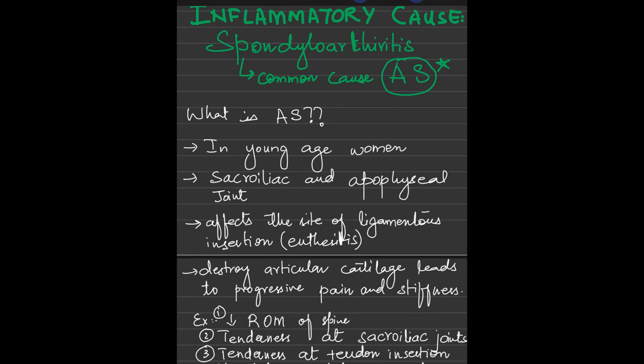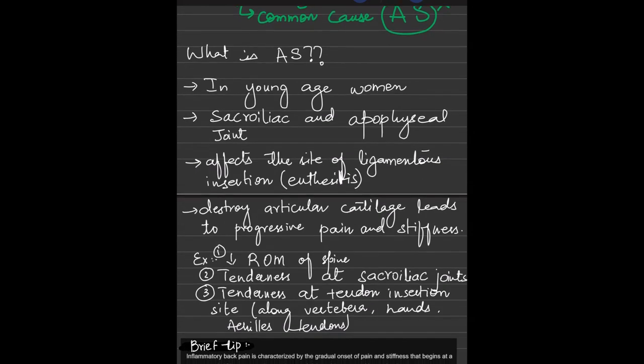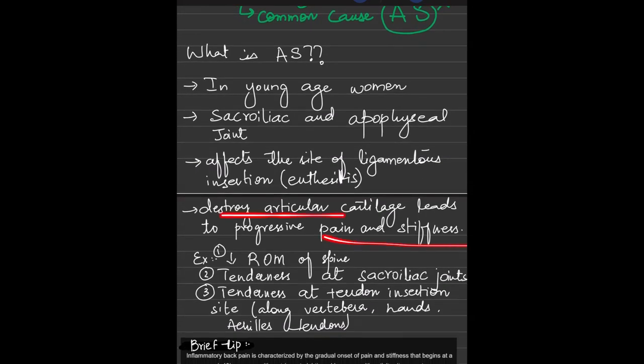What is ankylosing spondylitis? So in brief, I would say in a young age woman, patients come with pain in the lower back area, as well as pain and stiffness in all the other parts of the body where ligament insertion happens. I will be giving you some sites where it happens. So in that situation, the patient might be having ankylosing spondylitis. Sacroiliac or apophyseal joint pain will be present, and the patient will have destroyed articular cartilages that lead to pain and stiffness.